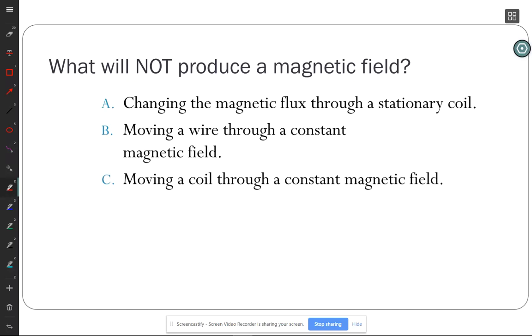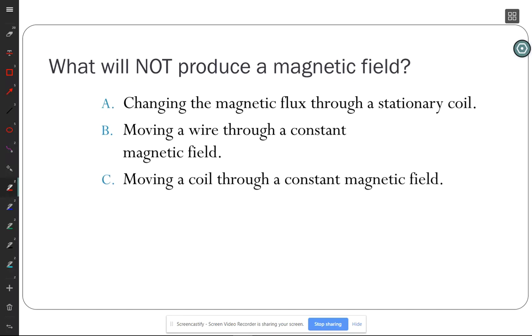The last one, moving a coil. As long as you're changing speed, then you will. But if you're going at constant speed, you won't. So it depends on if it's constant or not. If you twirl it, what about that? You're rotating it? I'm not sure. Yes.